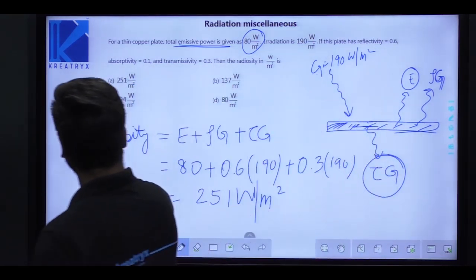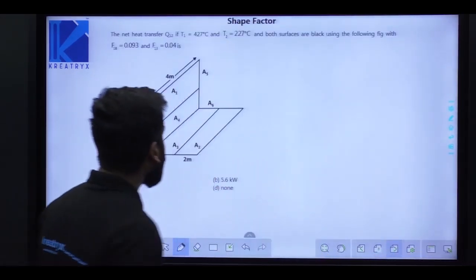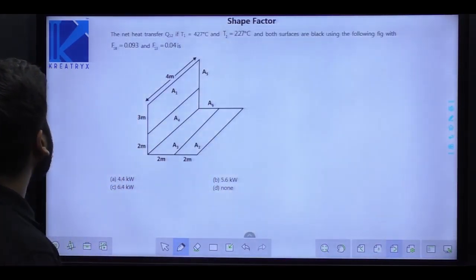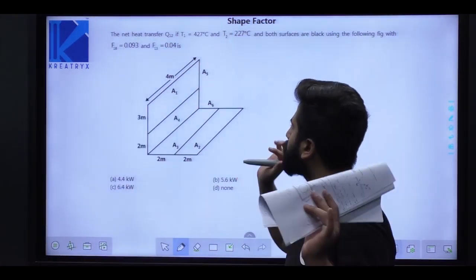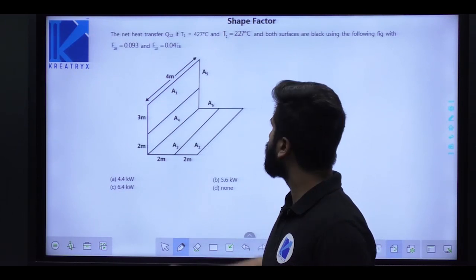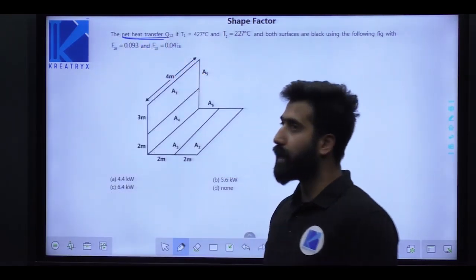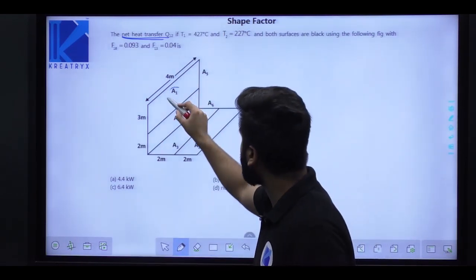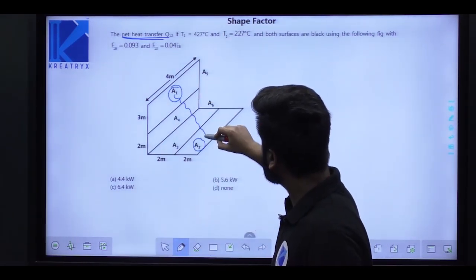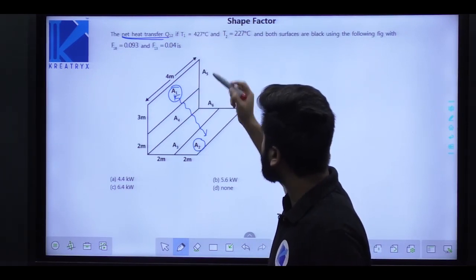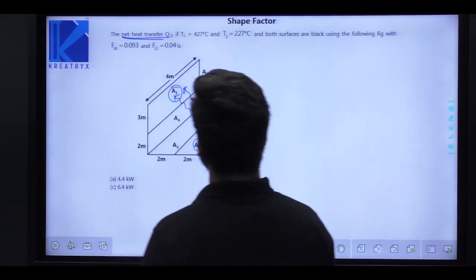This was a nice question again. Next question. Next is the net heat transfer Q12, that is the net radiation heat exchange between surface 1 and surface 2, both ways.